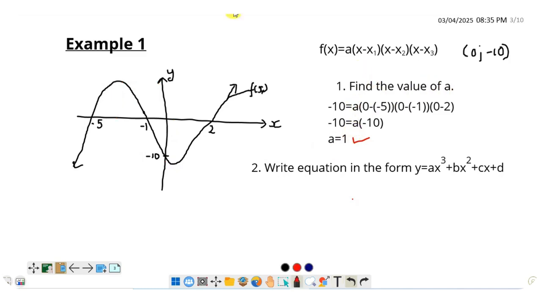Now, write the equation in the form y equals x cubed plus bx squared plus cx plus d. So we need to expand, multiply everything out and simplify it. All right, let us do that.